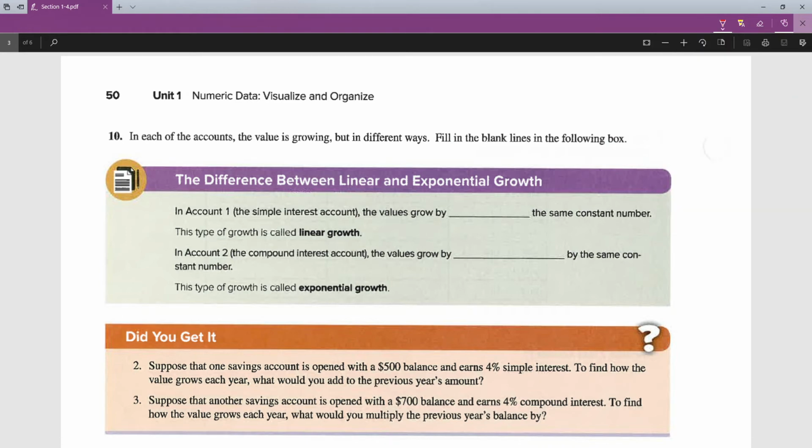From what you did in your group work, it says in account 1, the simple interest account, the values grow by adding the same constant number. This is called linear growth. In account number 2, the compound interest account, the values actually grow by multiplying by the same constant number. This is called exponential growth.